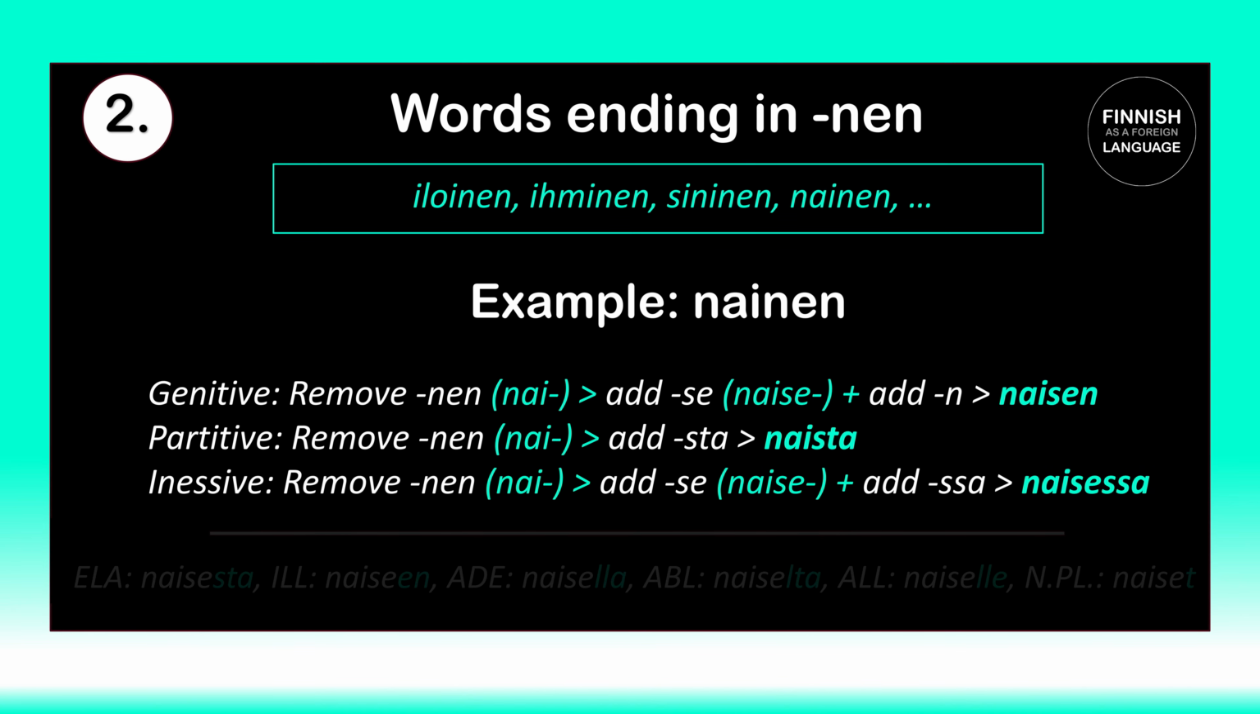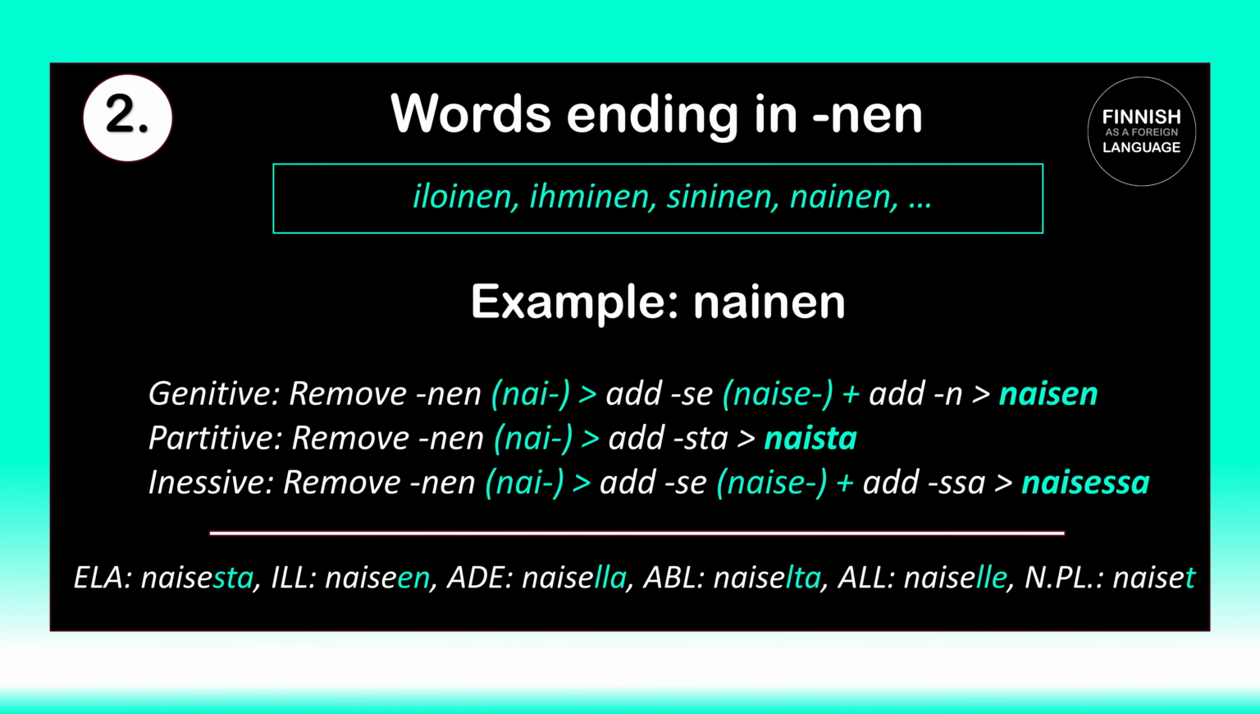Now let's see how it works with the inessive case. Here again we have to remove nen, so we remain with nai. Then we add se to it and we get naise. And in our final step we add the inessive marker sa to it and we get naisessa, which means in the woman. It's the inessive case of the word nainen.